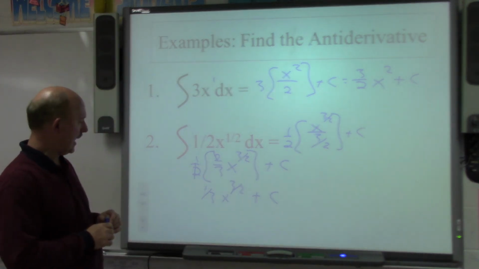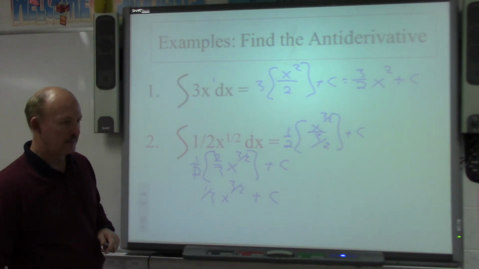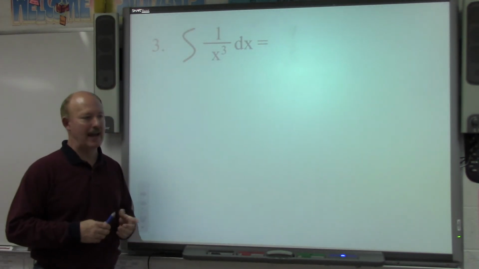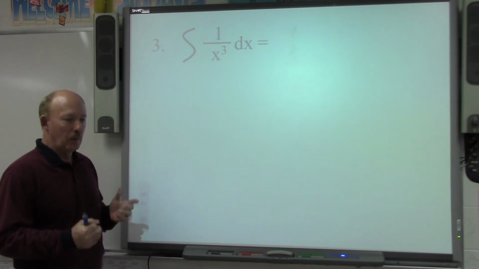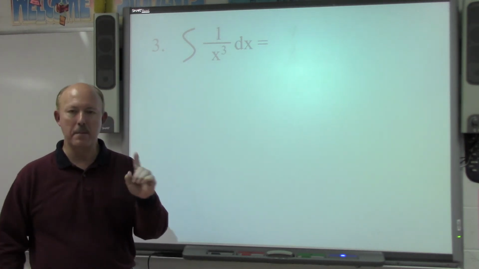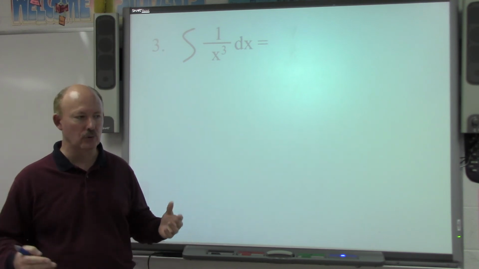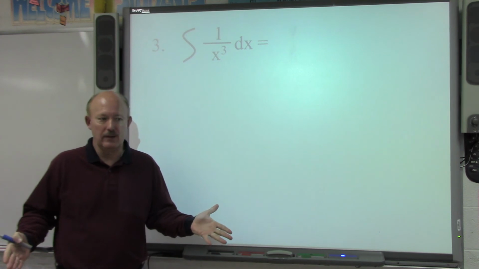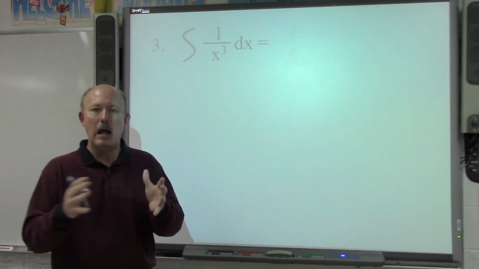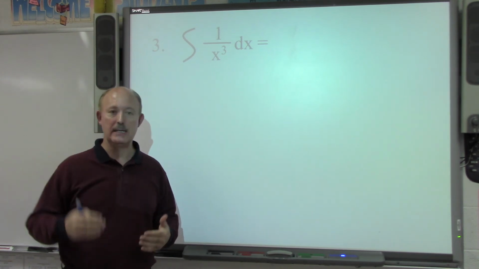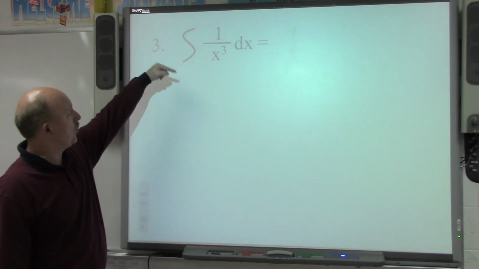Okay, let's take a look at example number 3. Let's try this one here. 1 over x to the 3rd power. Now, one thing with anti-differentiation, I said there's only the one major rule. That's the power rule. We need to see the exponent. There's no quotient rule to work with fractions. There's no product rule to work with multiplication. You've got to go ahead and multiply, and then you've got to use the power rule. So let's do 1 over x to the third.